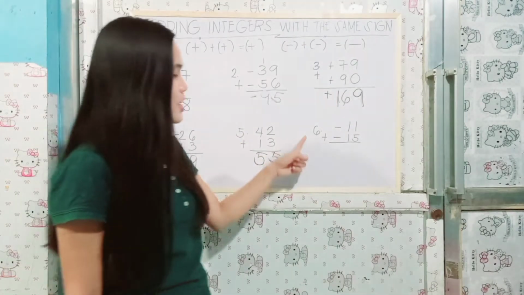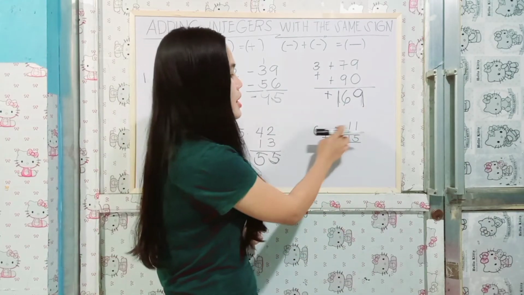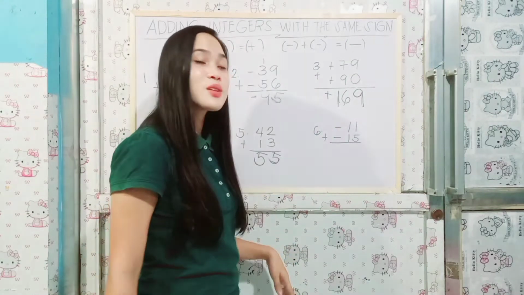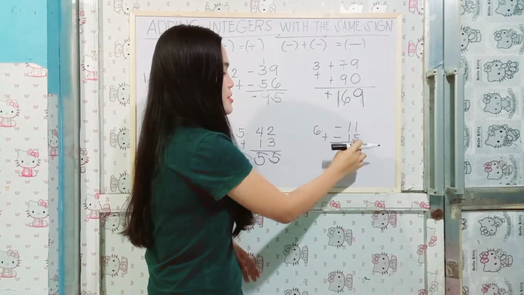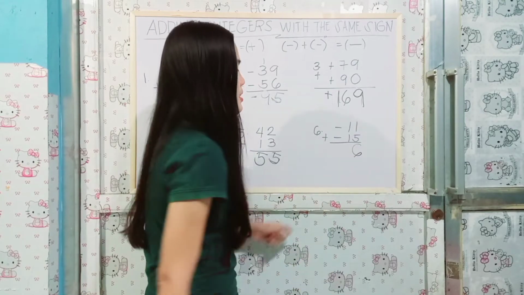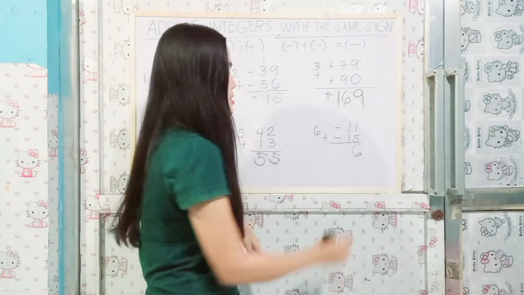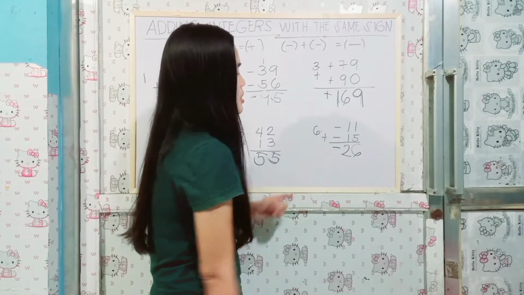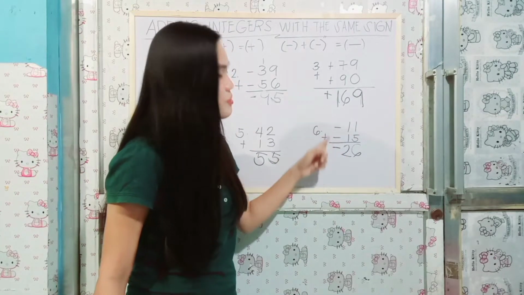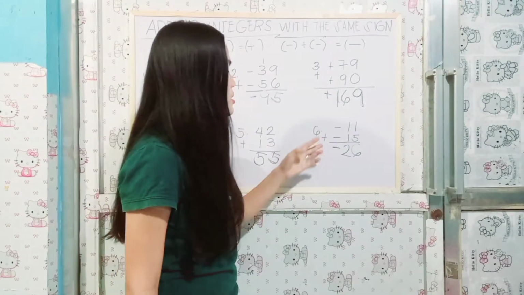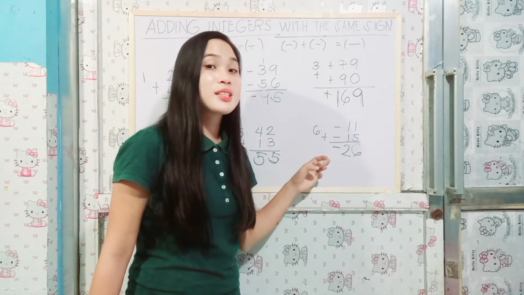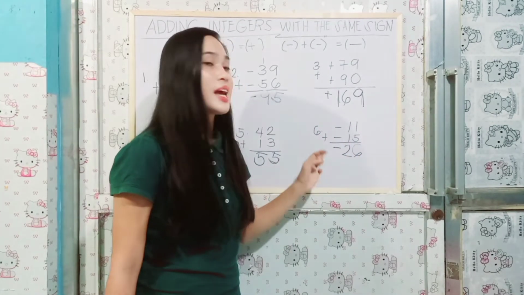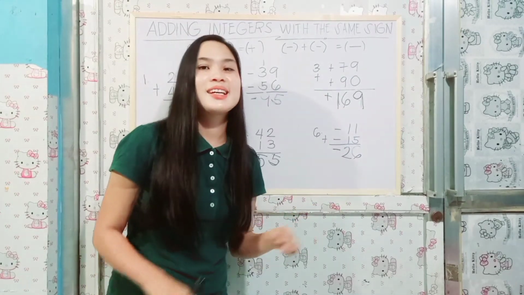Okay? And lastly, we have negative 11 plus negative 15. So let's add the absolute values. 1 plus 5 is 6. 1 plus 1 is 2. So our answer will be negative. Since the sign of our addends is negative, so our sum will be negative also. So negative 11 plus negative 15 is equal to negative 26.